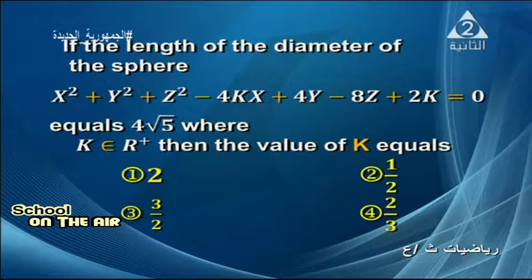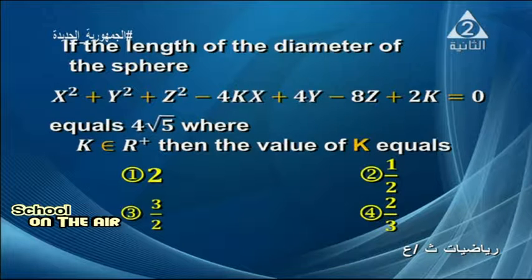What is the rule of r? Square root of L square plus m square plus n square minus d. What do you mean by L square plus m square plus n square? These are the components of the center. At the first, what is the center of the sphere? Negative 4k over negative 2 is 2k. 4 over negative 2 is negative 2. Negative 8 over negative 2 is 4. This is the center of the sphere.